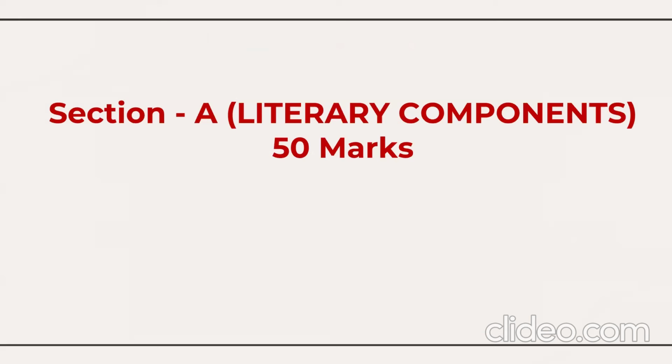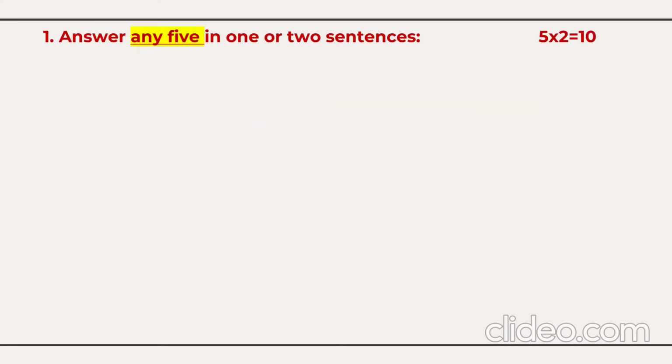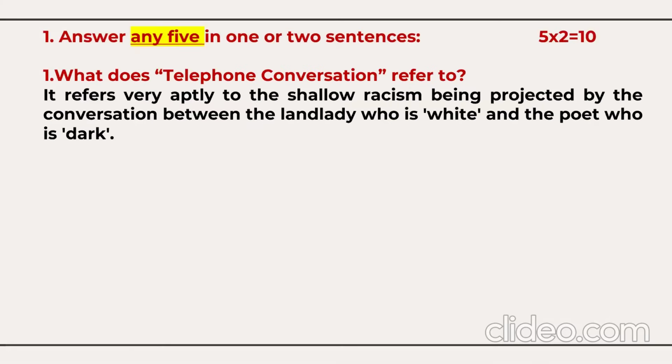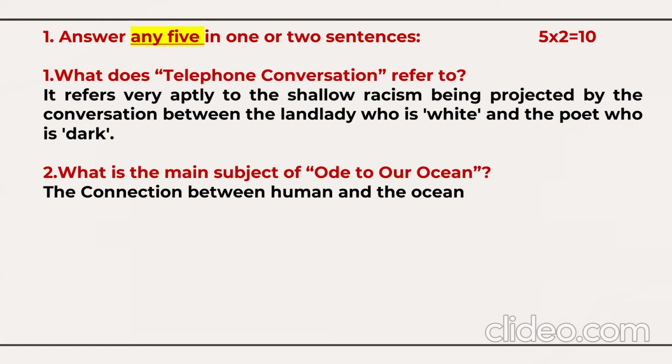So Section A, literary components, 50 marks, and here 2 marks questions. What does Telephone Conversation refer to? It refers very aptly to the shallow racism being projected by the conversation between the landlady, who is white, and the poet, who is dark. This lesson is from the poem Telephone Conversation. What is the main subject of the poem Ode to Our Ocean? The main subject here is the connection between the human and the ocean.